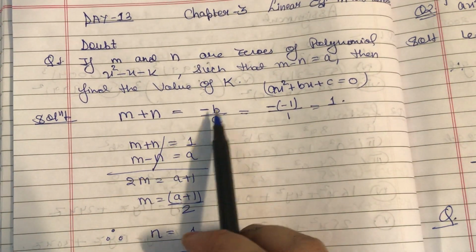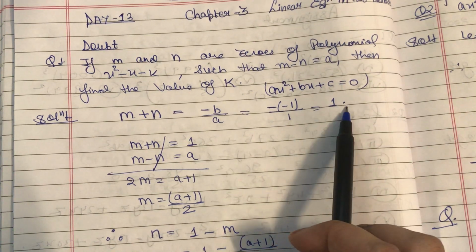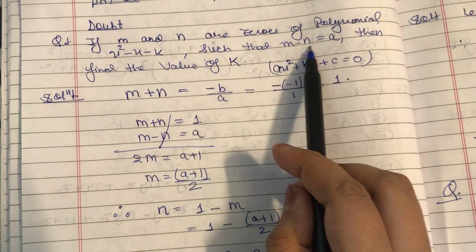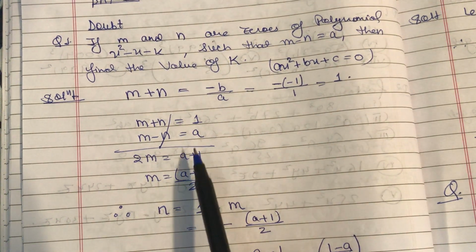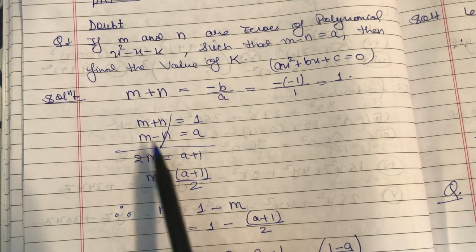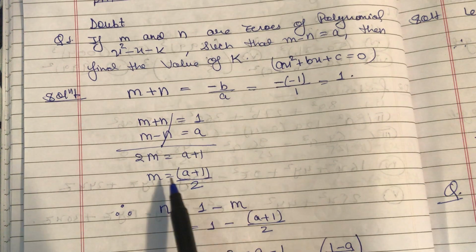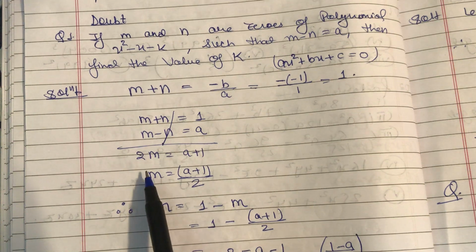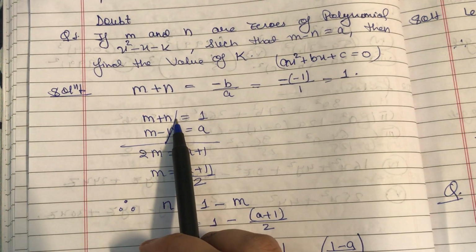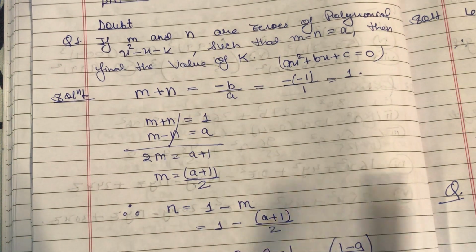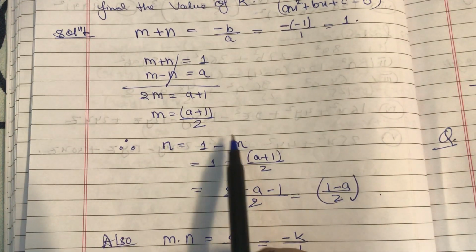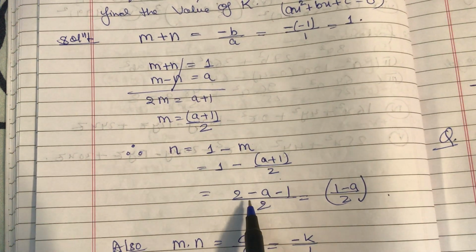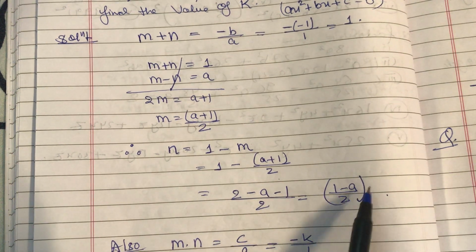So the sum of zeros, minus b by a, will be equal to 1. Now m plus n equals 1, and it is already given that m minus n equals a. If I add both the equations, I'll get 2m equals a plus 1. So the value of m will be a plus 1 by 2. Now I'll put the value of m in equation number 1. So n equals 1 minus m, which on solving gives n equals 1 minus a by 2.